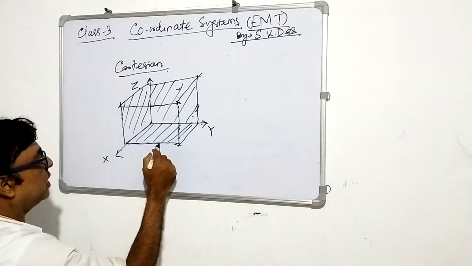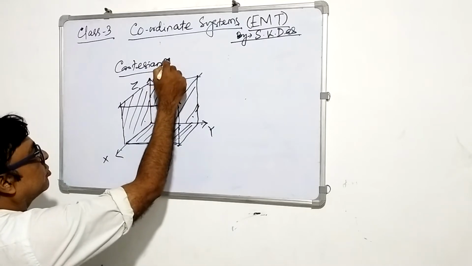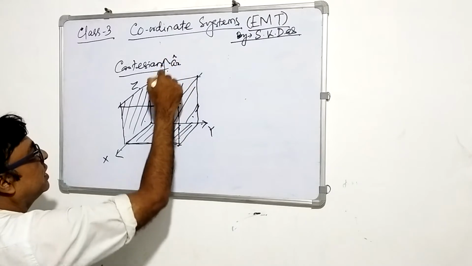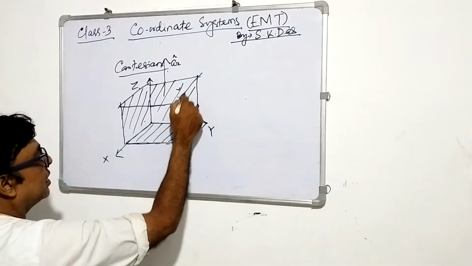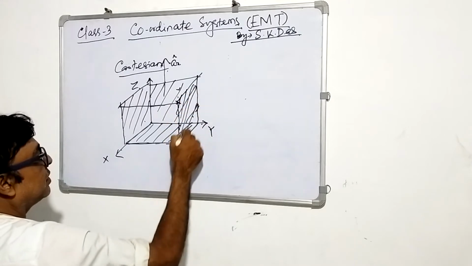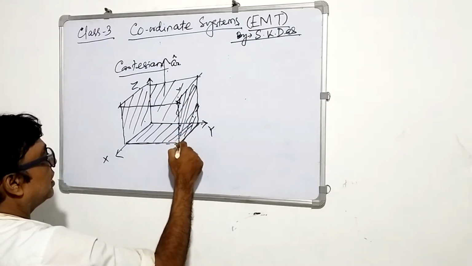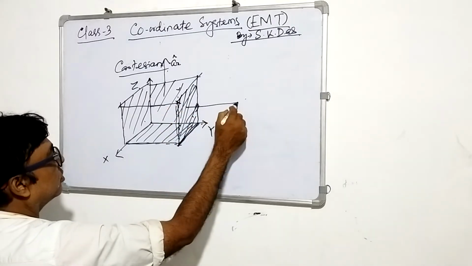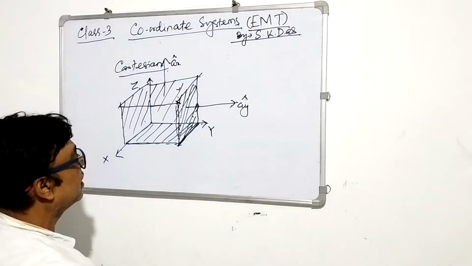Suppose it is the xy plane, then the unit vector direction will be along z. Similarly, for this one, this is the y coordinate, this is the x coordinate and this is the z coordinate. So obviously the direction will be along y, and the unit vector will be ay.